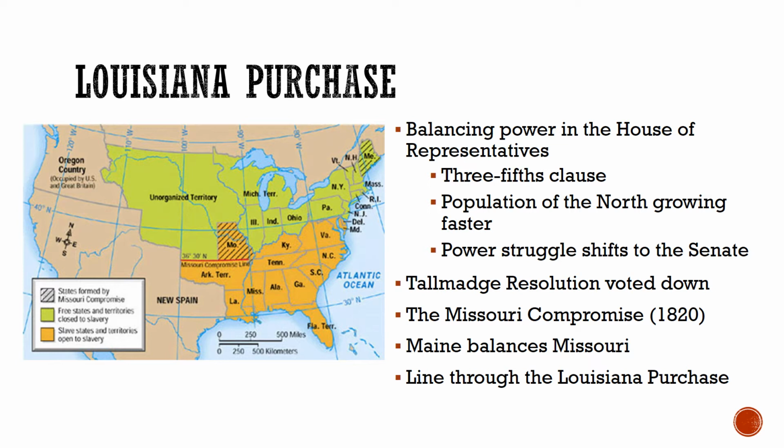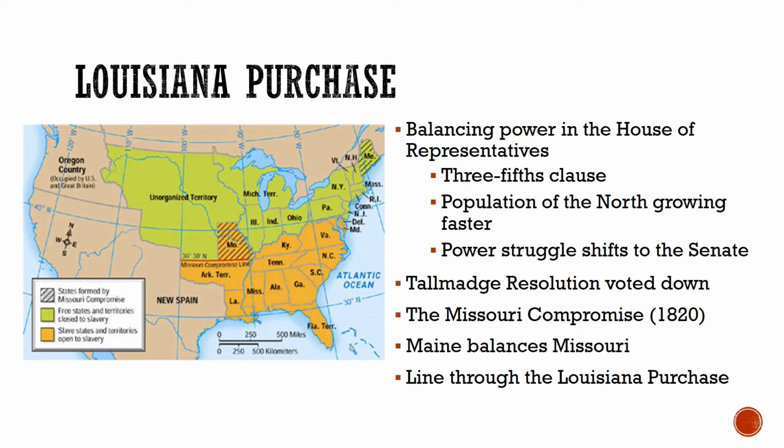But there's another thing going on in the background here, and it has to do with the power struggle in Congress between the growing abolitionist movement in the North and the strengthening pro-slavery movement in the South. Now, we talked before about the 3/5 Compromise, which had given the Southern states a greater voice in the House of Representatives than their white voting population would suggest.